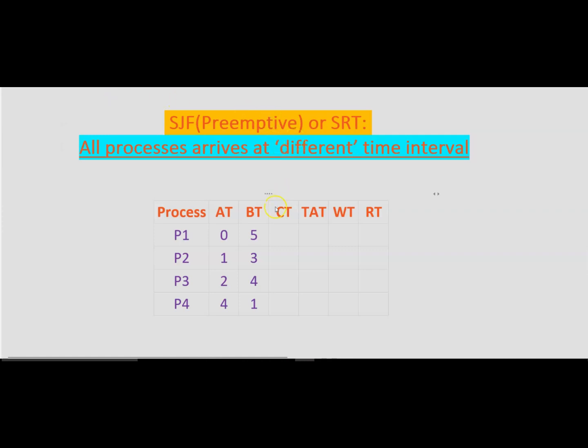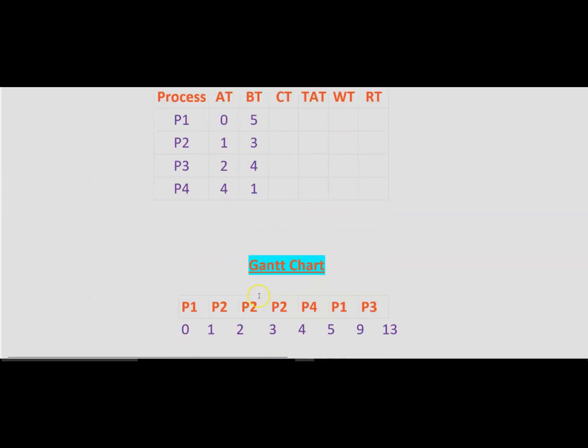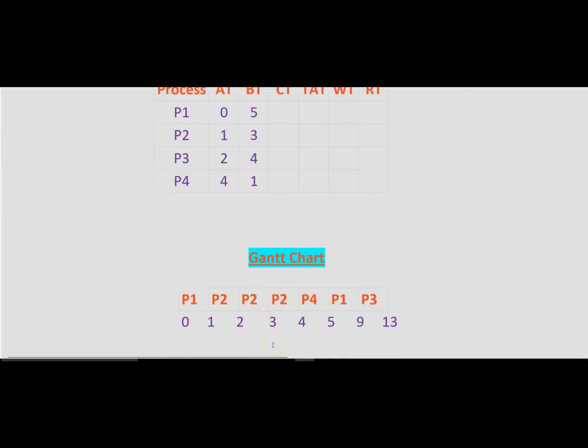Okay, let's start. So we are having in the scenario four processes. All the processes arrive at different time intervals, that is 0, 1, 2, 4, and the burst time is given to us. So directly we will jump to the Gantt chart. So we will see first of all, now this is a preemptive mode.